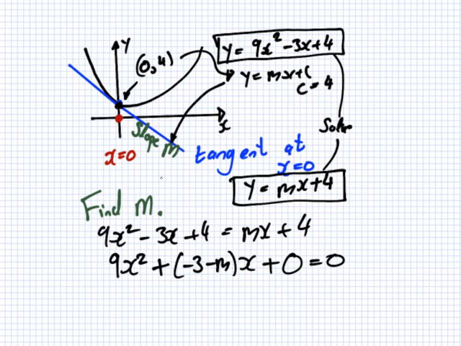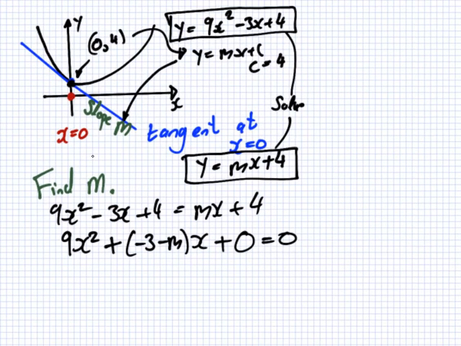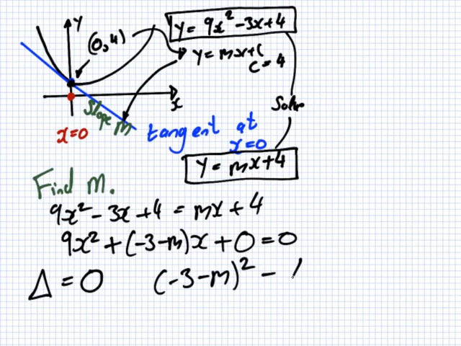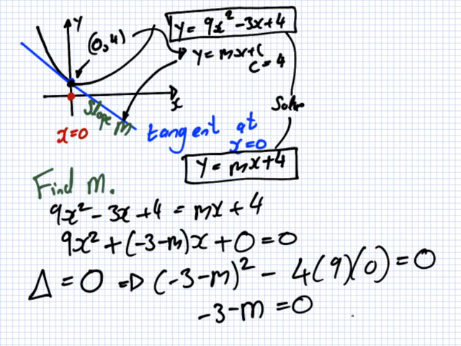What type of equation is this? It's a quadratic. How many answers should it have? It should only have one answer. You've seen this type of problem already. The discriminant is 0 because it has only one answer. So you know that minus 3 minus m, squared, minus 4ac should equal 0. That means minus 3 minus m should equal 0, so m equals minus 3.